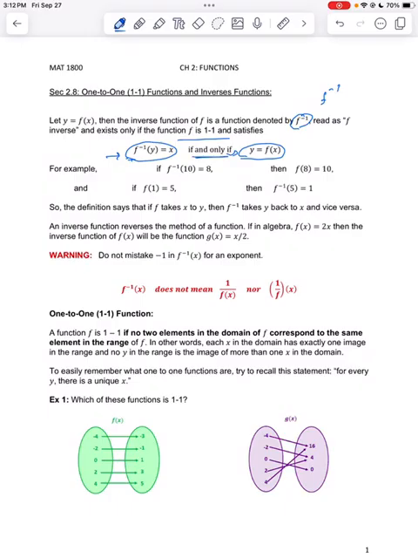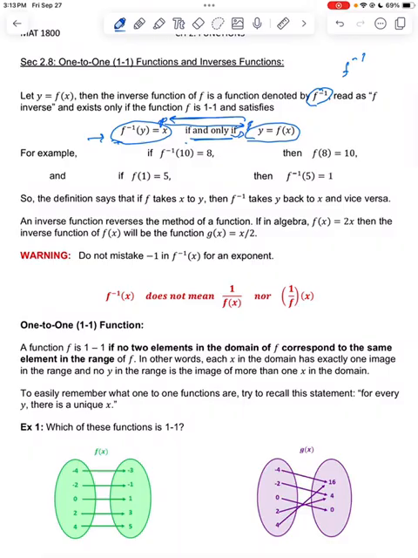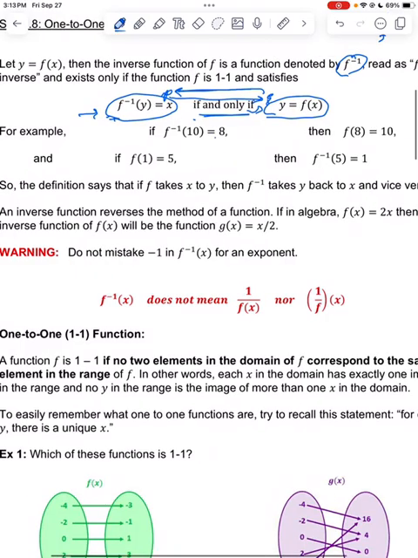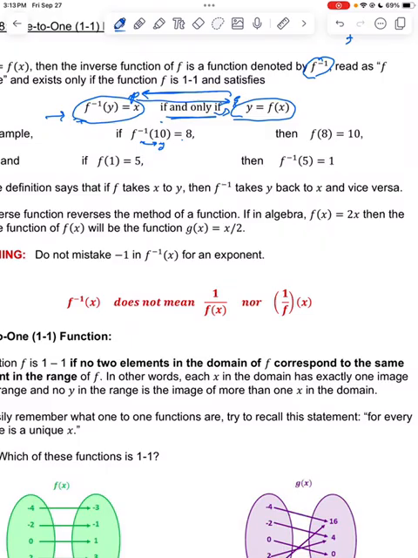Let me call this side p, and this is q. So the p statement gives us the q and the q gives us the p. Then we say if and only if. For example, if you see that f inverse of 10 is 8, then it means f of 8 is equal to 10. So the inverse function acts on y. Basically the inverse function undoes what f has done.